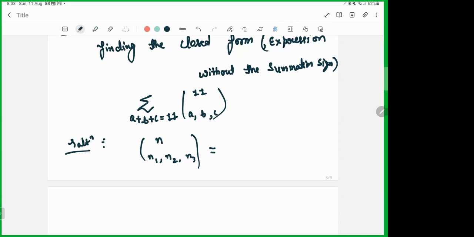If you have n1 objects of type 1, n2 objects of type 2, and n3 objects of type 3. Oh, yes, yes, I remember. n choose n1, choosing n1 objects from n objects, then choosing n2 objects from the remaining n minus n1 objects.